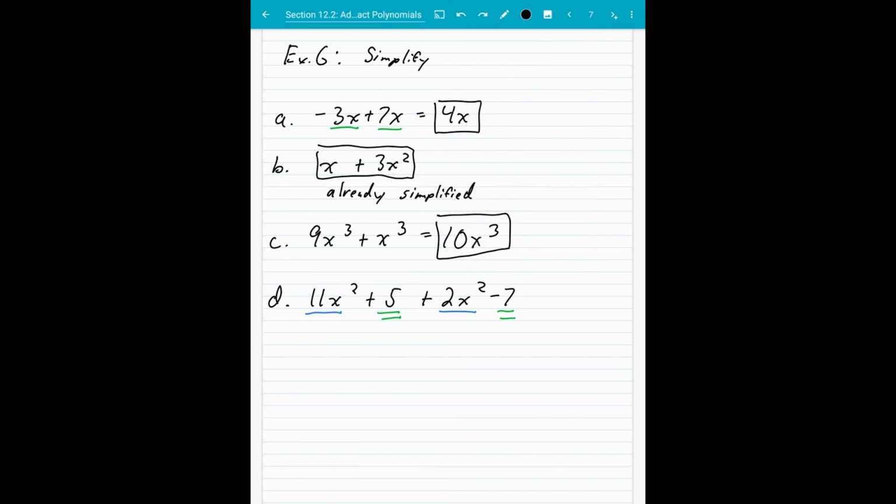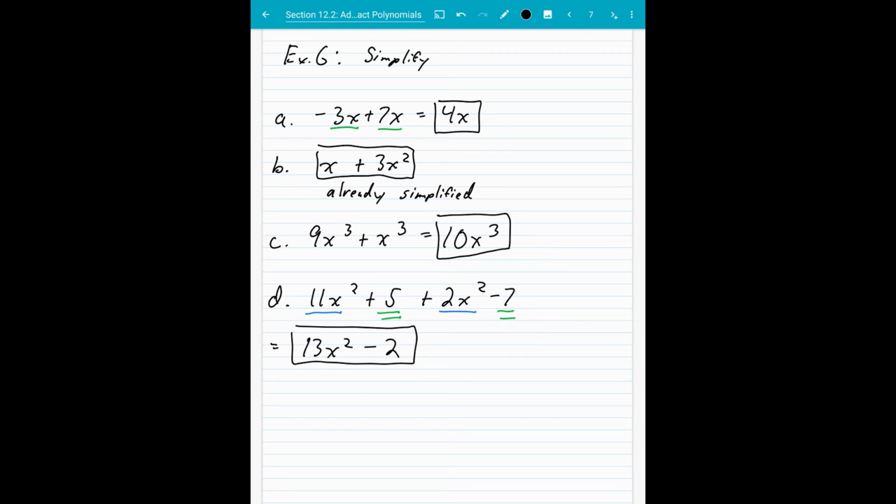So 11 plus 2 makes 13x squared. 5 minus 7 would then make negative 2. And that would be your simplified polynomial. So we can combine all of the like terms for those because they have the same variables.